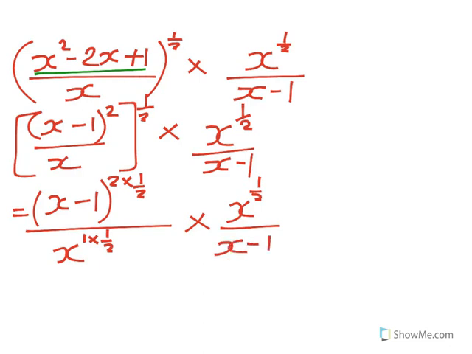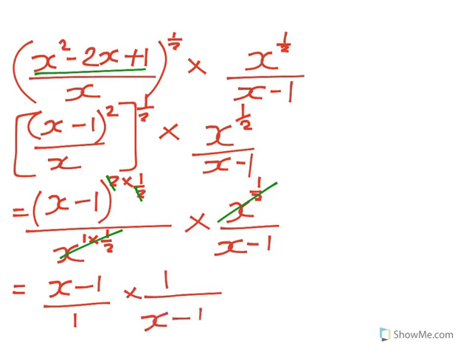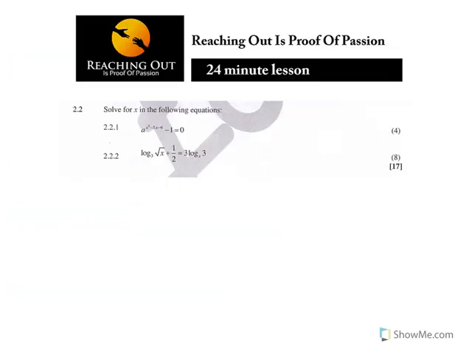Now looking at the cancellation, this will cancel and this and that will cancel. Now in actual fact, you are having x minus 1 over 1 times 1 over x minus 1, meaning also these will cancel and you get your answer, simply 1.